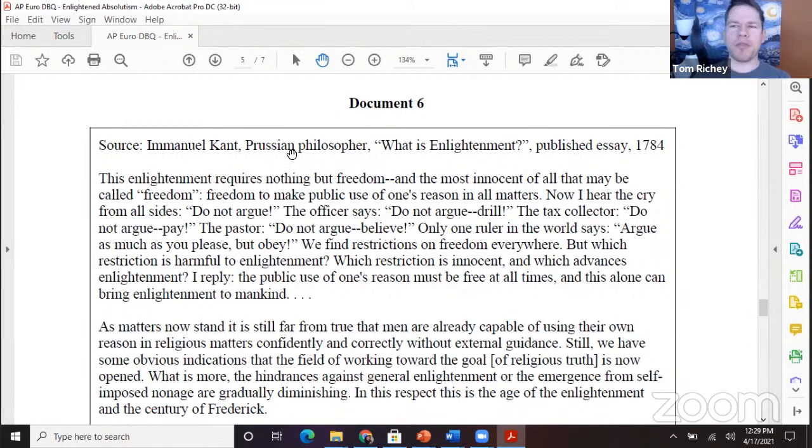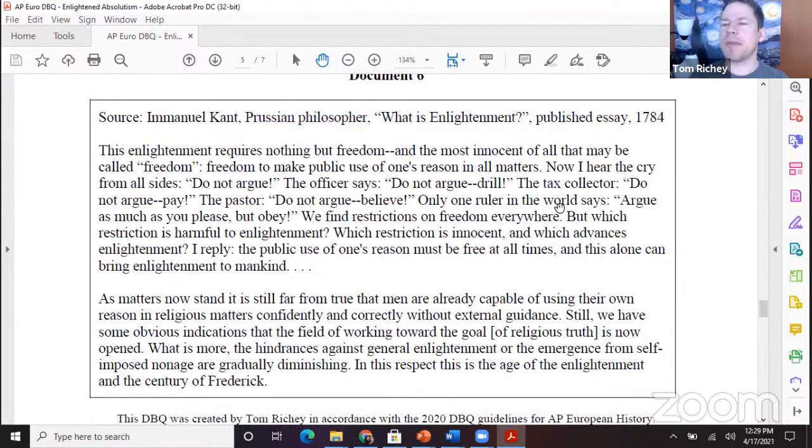Okay, now you think about this Prussian philosopher, this should be cueing in some historical context, possibly Frederick the Great. Okay, we find restrictions on freedom everywhere, but which restriction is harmful to enlightenment? Which restriction is innocent and which advances enlightenment? I reply, the public use of one's reason must be free at all times. This alone can bring enlightenment to mankind.